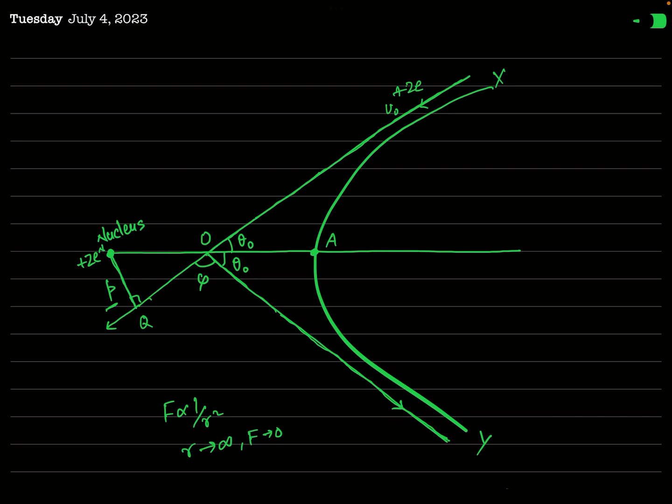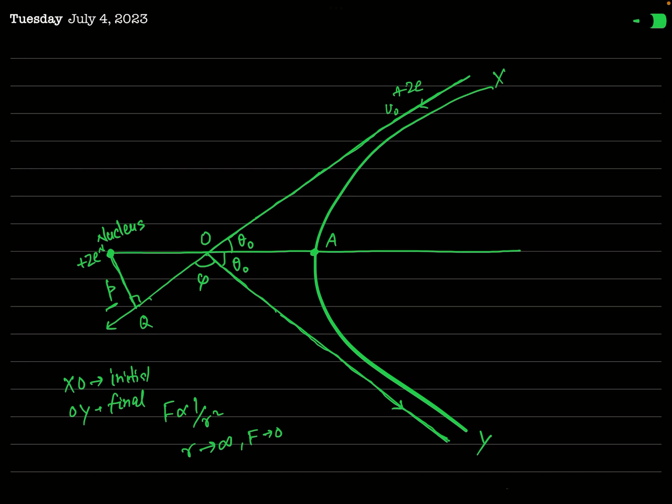As you can see, this XO represents the initial direction of motion of our projectile, and this OY represents its final direction of motion. And you know, the angle between the initial direction of motion of the projectile and its final direction of motion is called the angle of scattering.